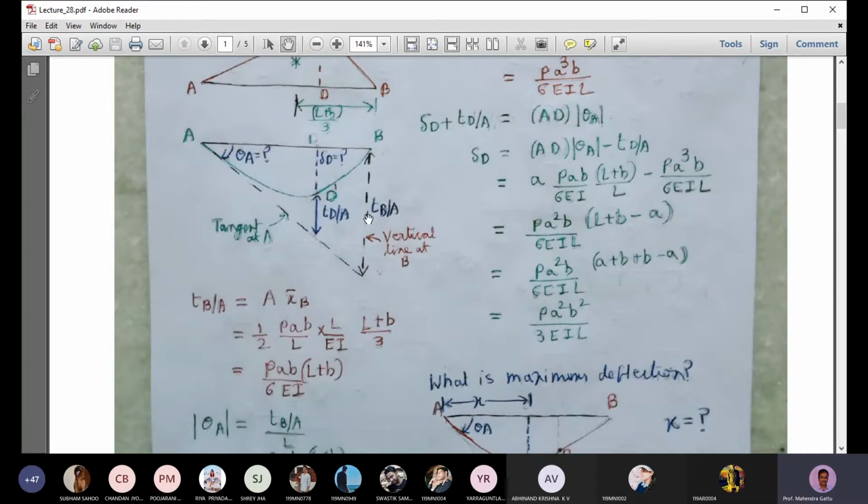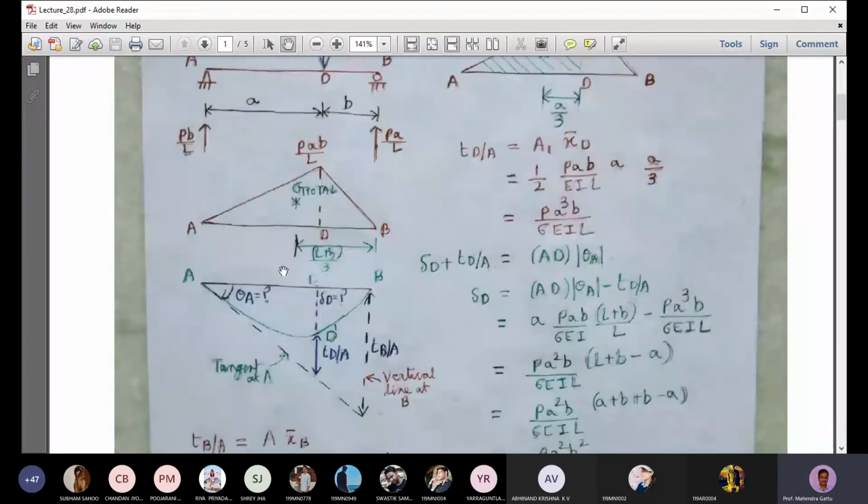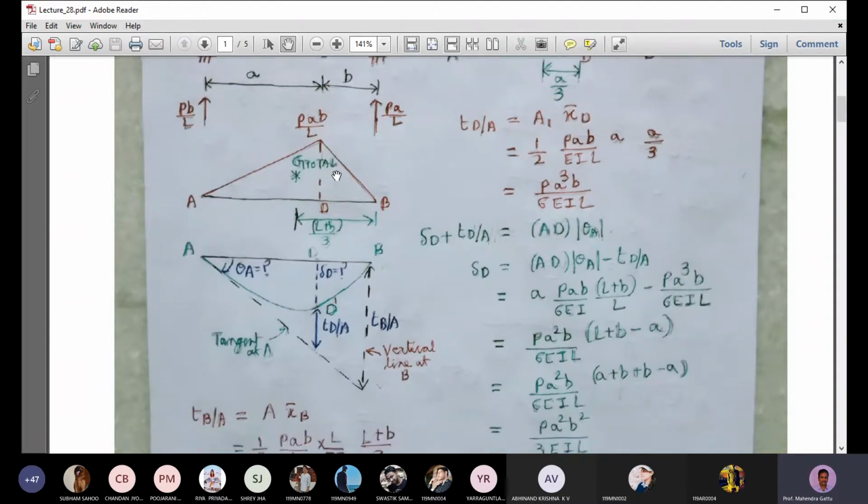So we have a relation. We can apply the second moment area theorem and find this T B by A. So we have to consider the entire area and find the total area under the curve. Then we can find the centroid location, and since the vertical line is drawn at B, we have to find the distance of the centroid with respect to the vertical line drawn at B. We have already found that the centroid lies at a distance of L plus B by 3, as we discussed last class. So it will be B here and it will be L. So L plus B by 3 will be the distance of the centroid from point B.